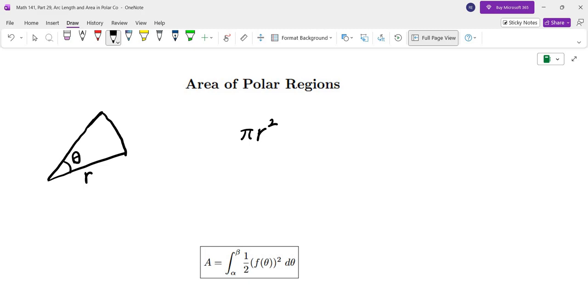Now what portion of a circle is this? The portion is theta over 2 pi because a full circle has angle 2 pi and the sector has angle theta. So this is the area of this sector. Canceling pi, we get 1/2 theta r squared.